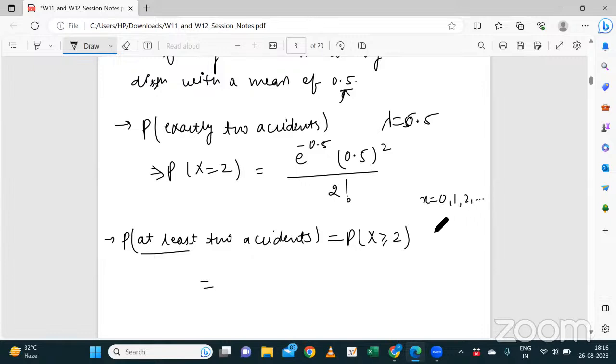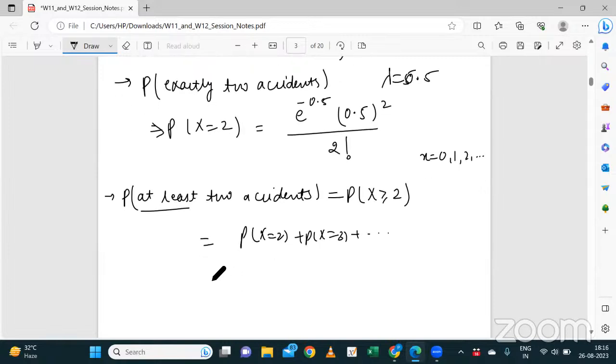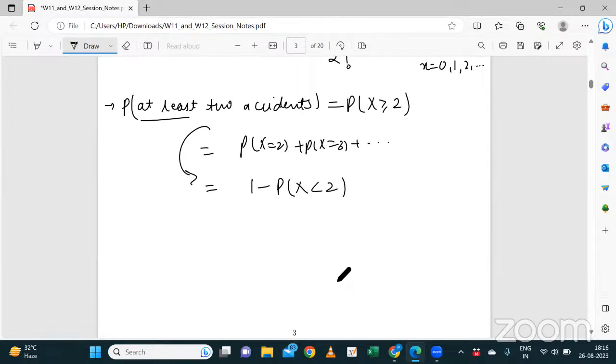But it's not a good thing here. Here we would have to do probability X equal to 2 plus probability X equal to 3 plus so on, right? So the good thing is 1 minus probability of X less than 2. Because equal to is there, I'm interested in X less than 2. So it will be 1 minus probability of X equal to 0 plus probability of X equal to 1.